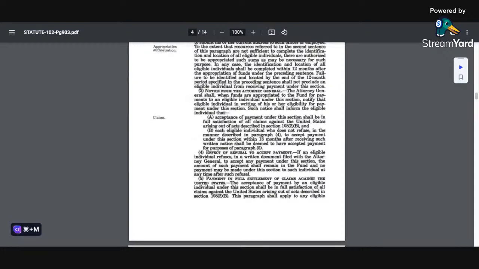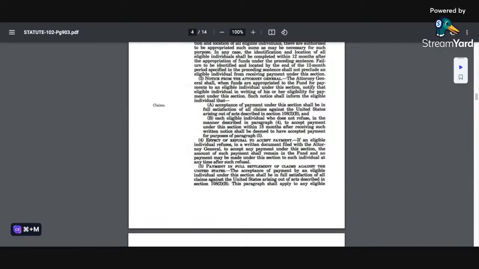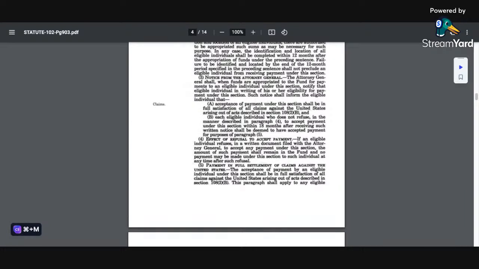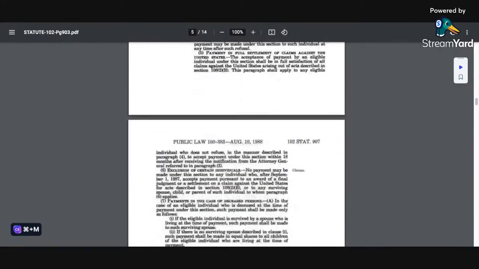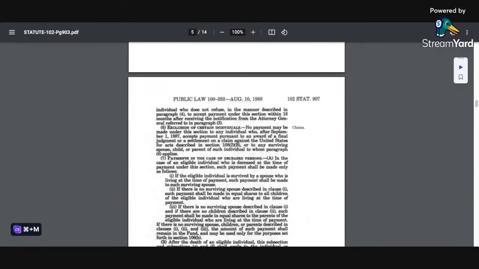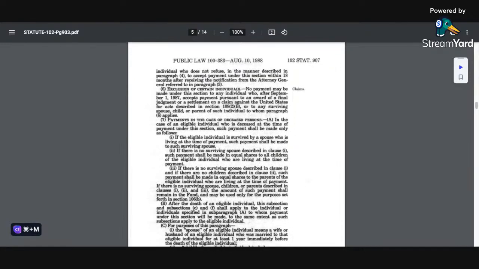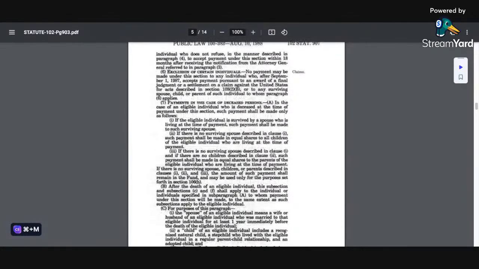5. Payment in full settlement of claims against the United States. The acceptance of payment by any eligible individual under this section shall be in full satisfaction of all claims against the United States arising out of acts described in Section 108(2)(b). This paragraph shall apply to any eligible individual who does not refuse in the manner described in paragraph 4 to accept payment under the section within 18 months after the receiving of notification from the Attorney General referred to in paragraph 3.